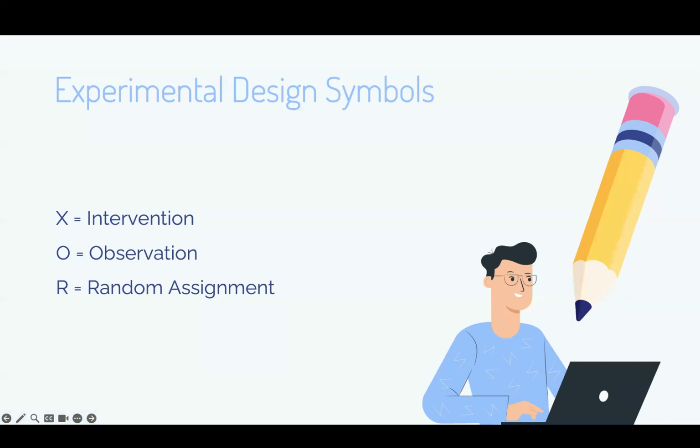Lastly, R represents random assignment, a critical process that ensures the random allocation of participants to different groups in a study. This process is fundamental in experimental designs as it helps to eliminate selection bias, thereby increasing the validity of the study. To illustrate, in a randomized control trial, which is often considered the gold standard in research design, R would precede X and O to indicate the participants were randomly assigned to either the intervention group or the control group before the effects were observed.